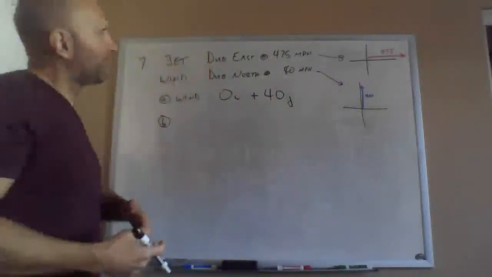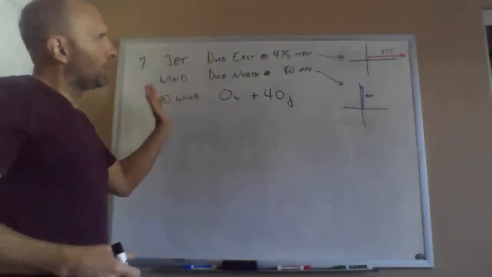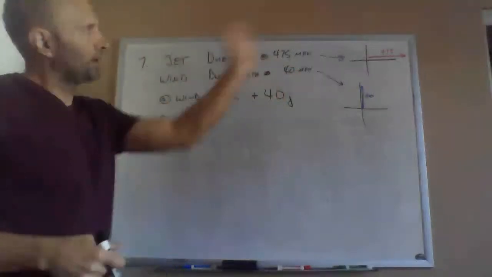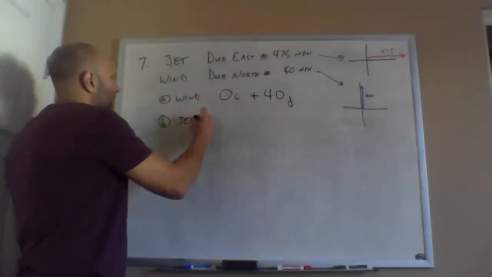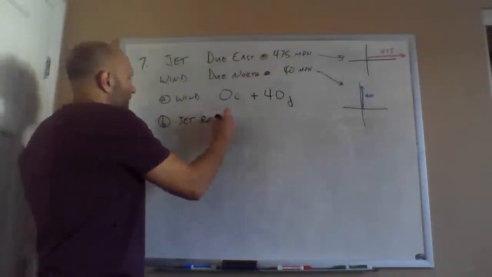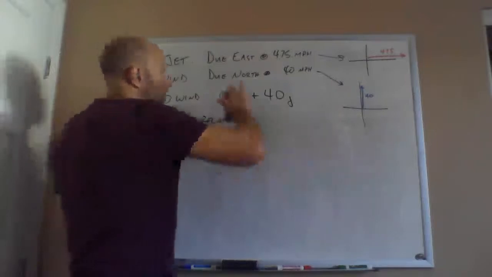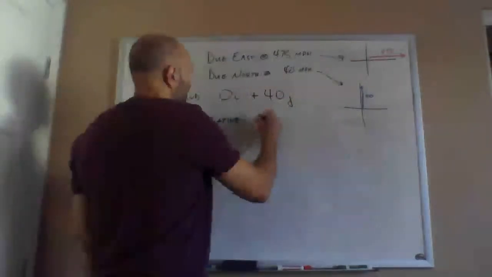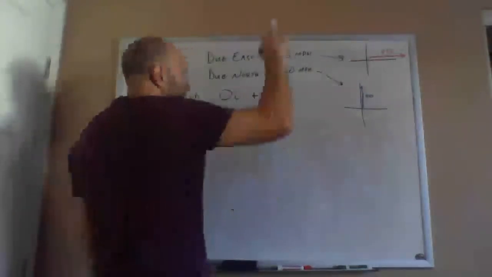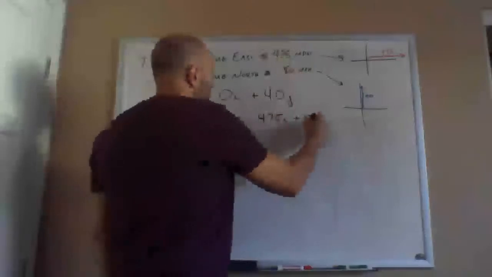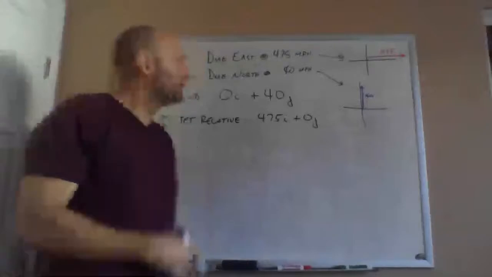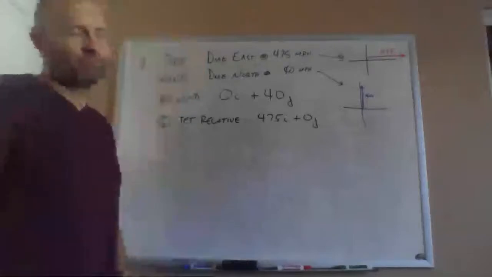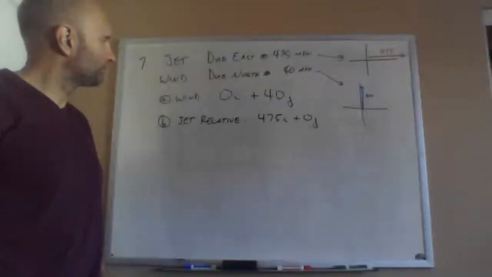Again, in terms of my i's and j's, i is left and right. It's going to the right, so that's positive. So this is the jet relative to the wind: 475 to the right, 0 up or down. If you just have 475i, that's fine. If you want to put in the j component, that's okay as well.